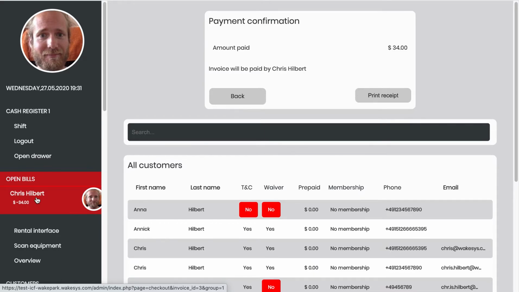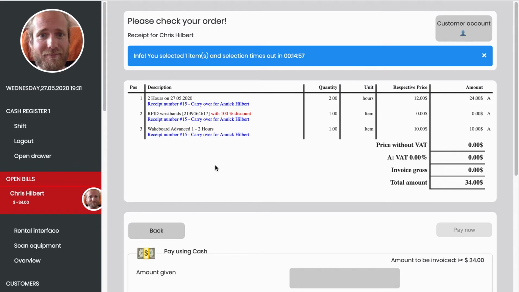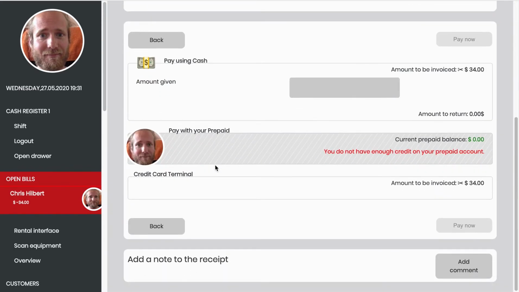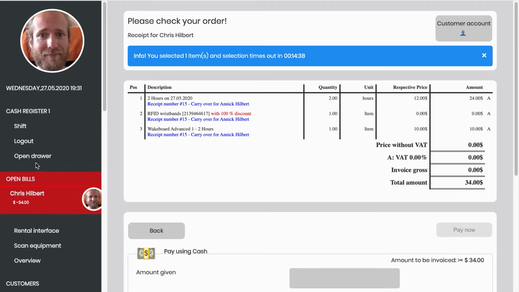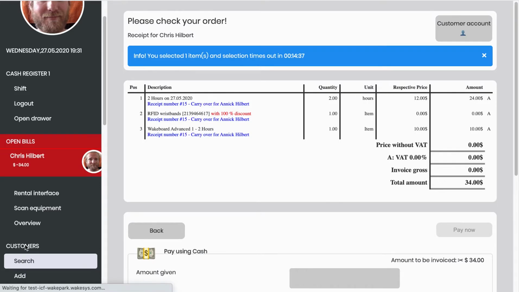So if it's just Chris that should pay for this invoice, you can go here on the left and just click on the red bar. And this would now show you the invoice that I, as Chris, have to pay. And if Chris had enough prepaid, Chris could pay for that. So this is what you want to use if the father would like to use his prepaid to pay for his daughter's ticket.